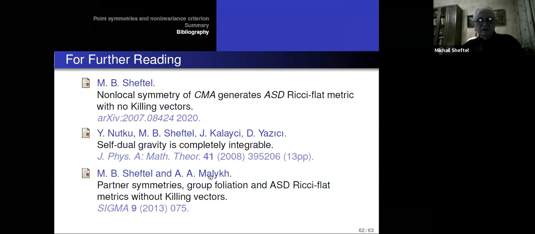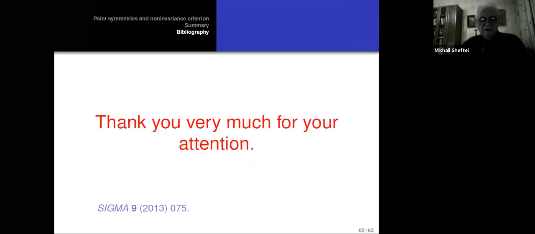And this is the reference to my work with Malich, where we get anti-self-dual Ricci-flat metric without Killing vectors, but unfortunately not an instanton metric and also some singularities and so on. So thank you very much for your attention.